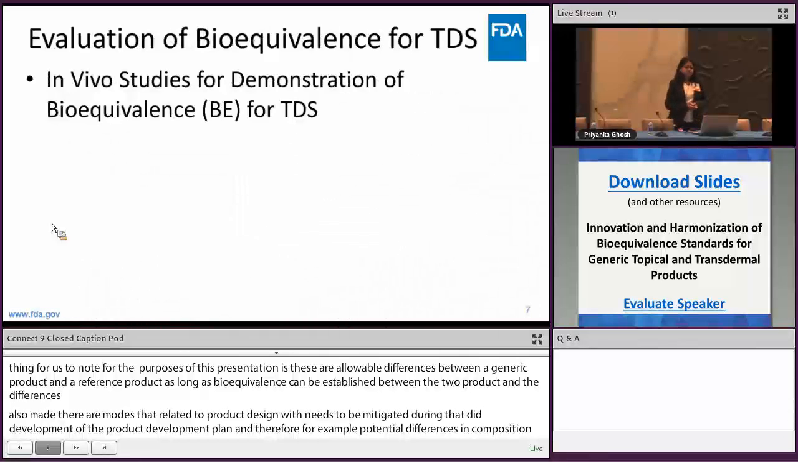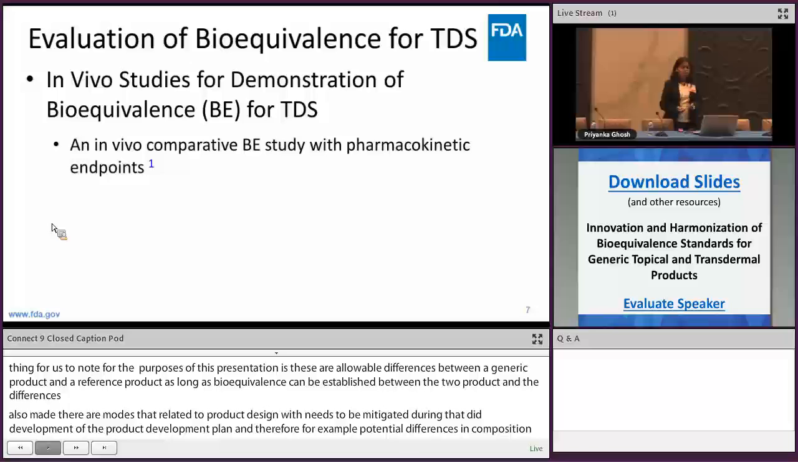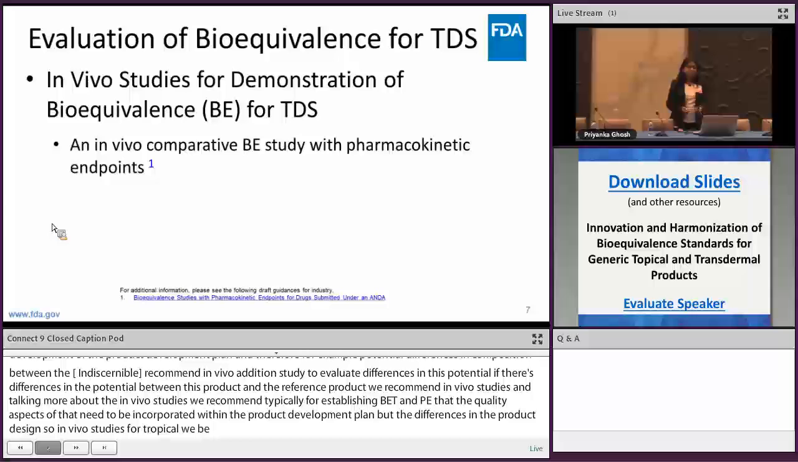So for the in vivo studies, for a typical transdermal product, we recommend a BE study with pharmacokinetic endpoints, and we have a guidance for that, a general guidance. This is the same guidance that is used for solid oral drug products for conducting PK studies. So I'm not going to go into a lot of details related to the design and conduct of the pharmacokinetic studies.